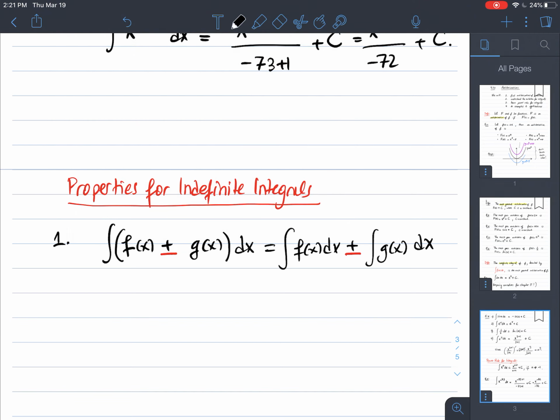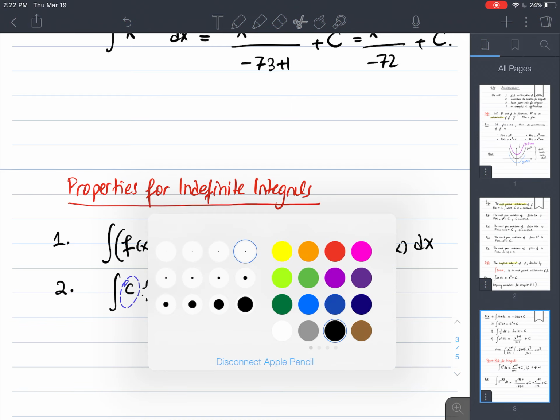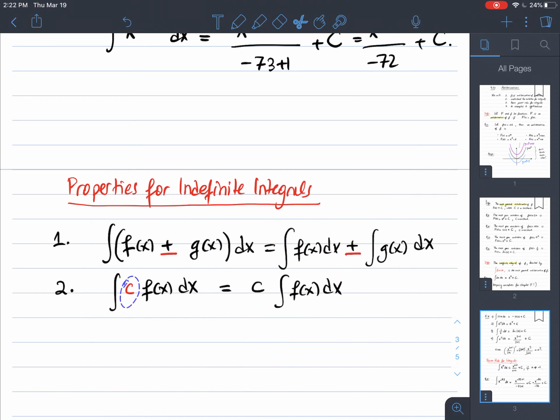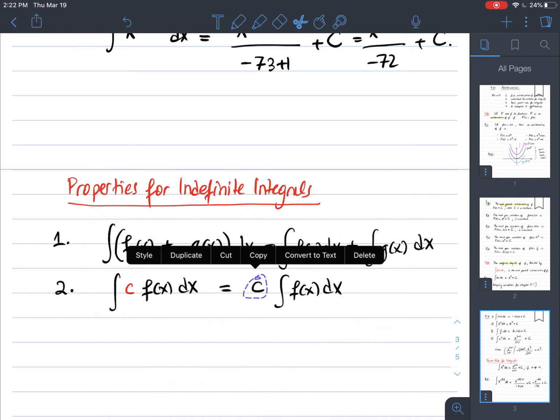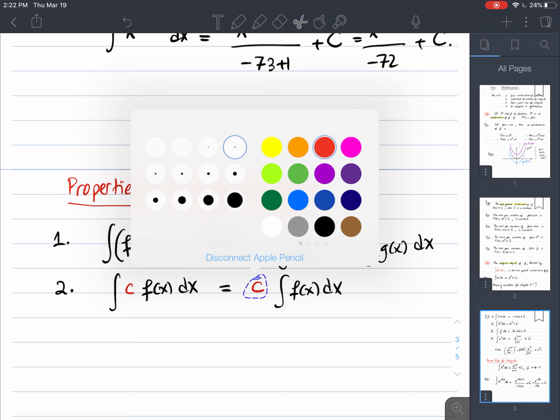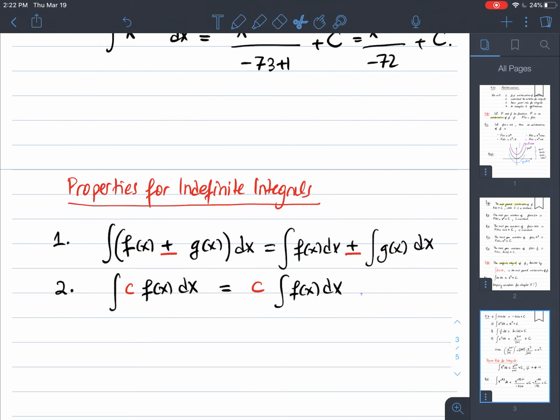Okay, and the second one is, if you have the integral of a constant times the function, then this is the same as c times the integral of the function. So basically we can move constant coefficients outside of the integral. So let me make this red. Okay.